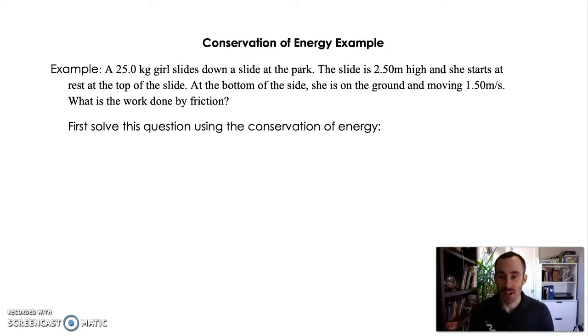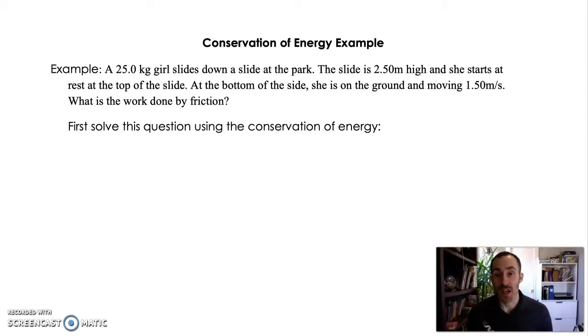There's a girl sitting on a slide, 25 kilograms. At the park, the slide is 2.5 meters high, and she starts at rest at the top of the slide. So she's not taking a running start. At the bottom of the slide, she is on the ground and moving 1.5 meters per second. What was the work done by friction?